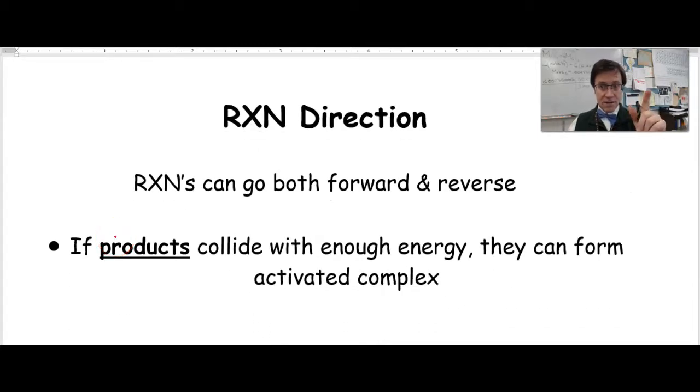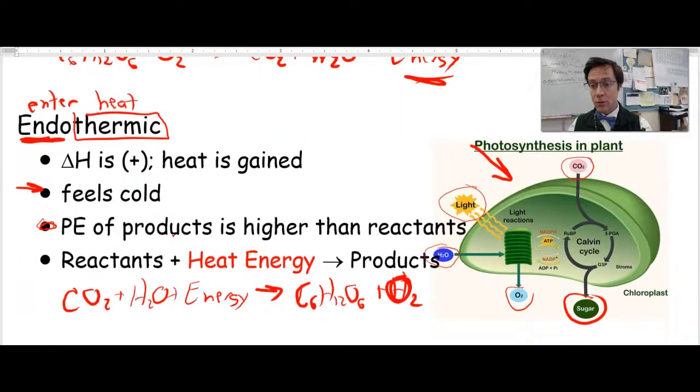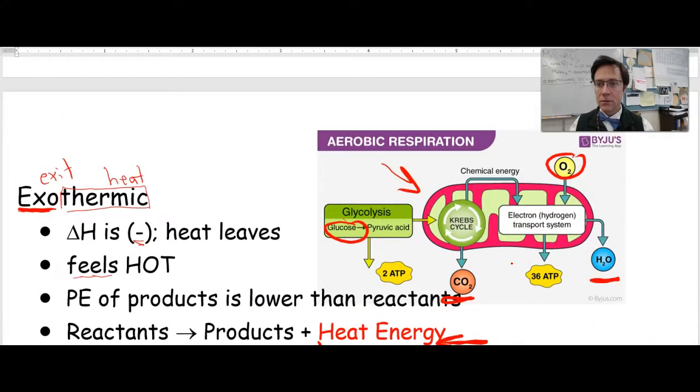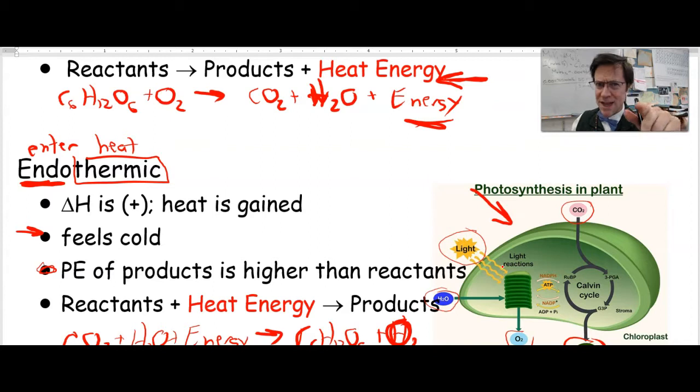I'm going to come back to those diagrams after I talk about this right quick, because reactions don't always go in one direction. I will refer you to this thing right here. See this guy? Now let's look at that guy. You can make carbon dioxide and water into sugar and oxygen, and sugar into carbon dioxide.